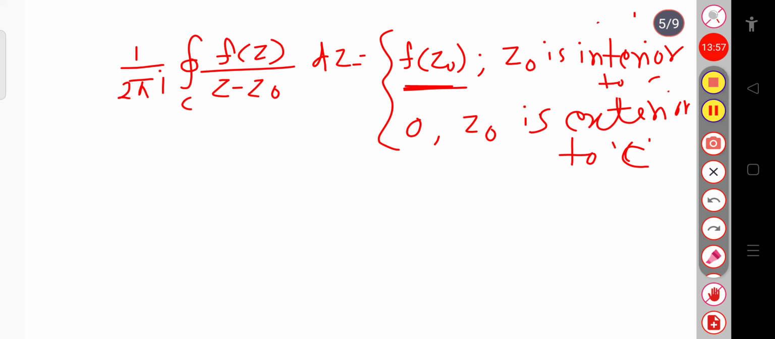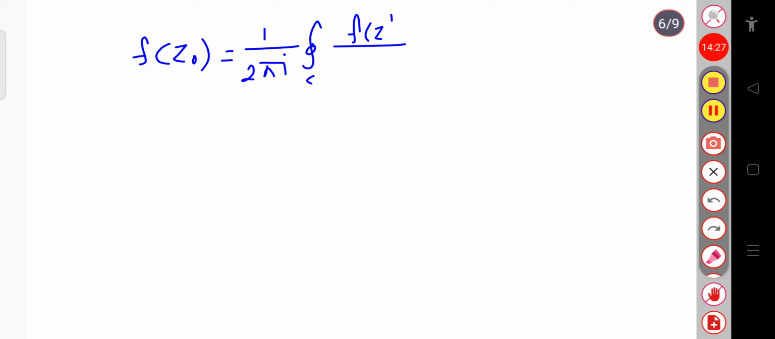Here I am writing this clearly. So this value will be equal to f of z naught when z naught is interior to the contour, and the value will be equal to 0 if the z naught point is exterior to C. So we concluded that the function value f of z naught will be equal to 1 by 2 pi I, integration over the contour of f of z divided by z minus z naught into dz.